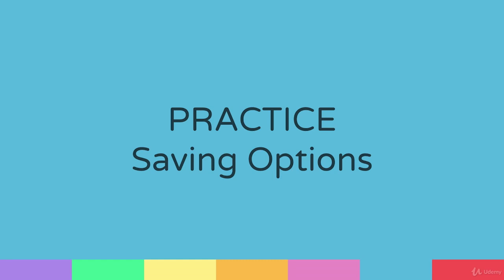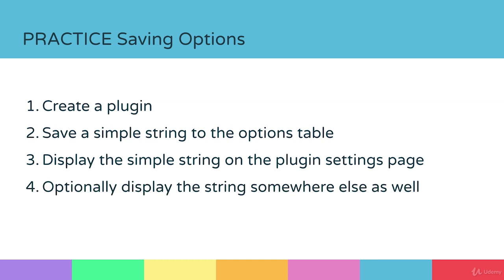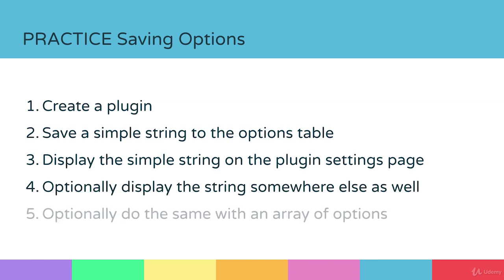All right, hopefully you already took a stab at the practice exercise. Just to review what the steps were, you wanted to create a plugin, save a simple string to the options table, and then display that simple string on the plugin settings page. Now, optionally, you could also display that string somewhere else, whether on the front end or the back end, and you could do the same with an array of options rather than a simple string.